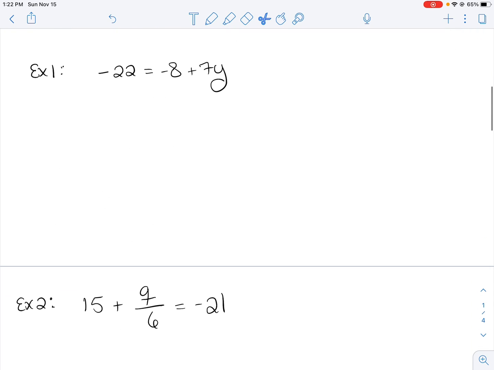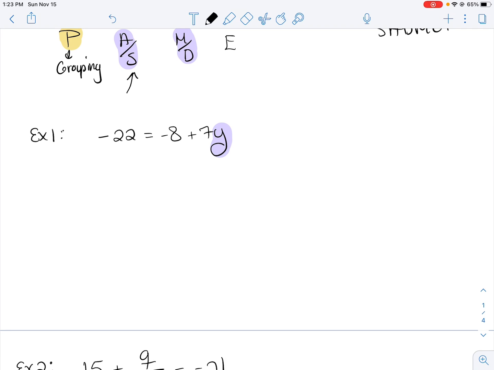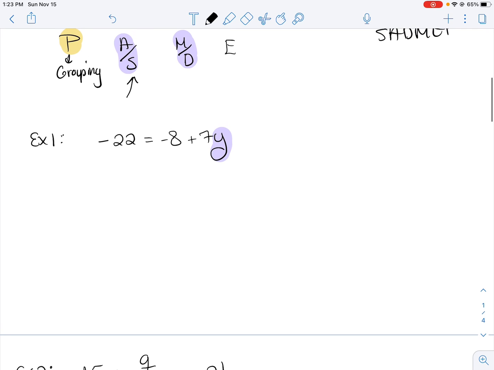So example 1 is negative 22 is equal to negative 8 plus 7y. Our goal is to isolate the variable, so I'm going to try and get y by itself. And first we said we want to add or subtract any numbers away from the variable. Now it's not to say you have to do that first, but if you went ahead and divided the 7 by everything, then you end up with more fractions, and that just makes it more complicated for you. So I would always suggest, if you can, add or subtract a number away from the variable.